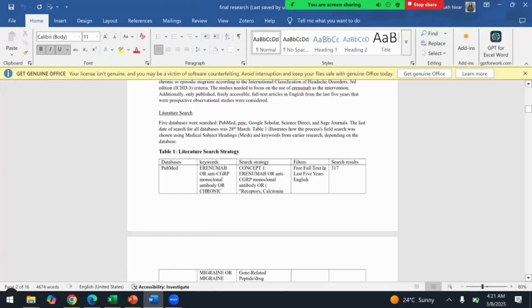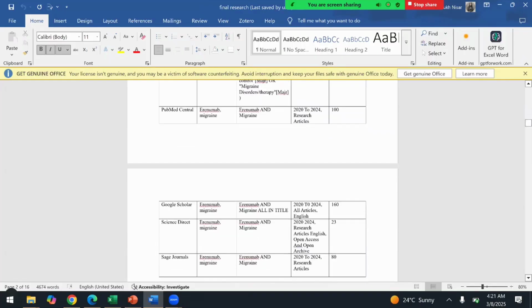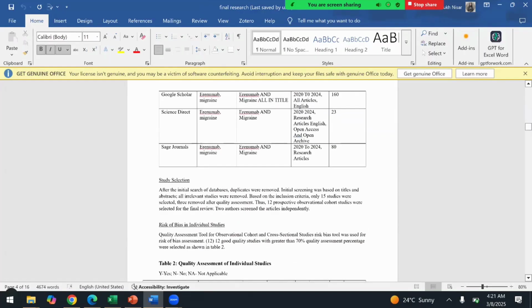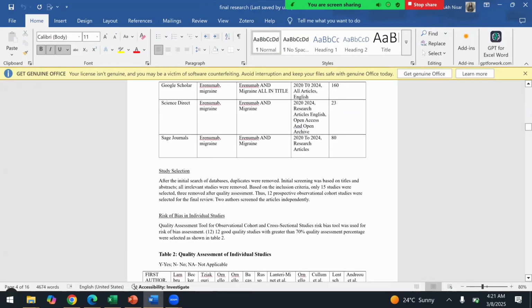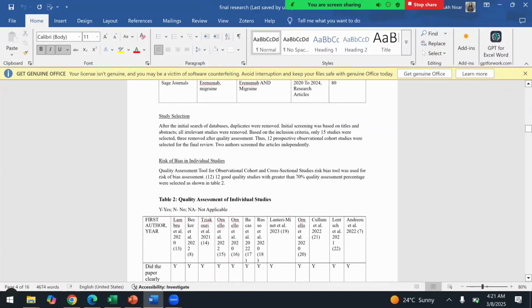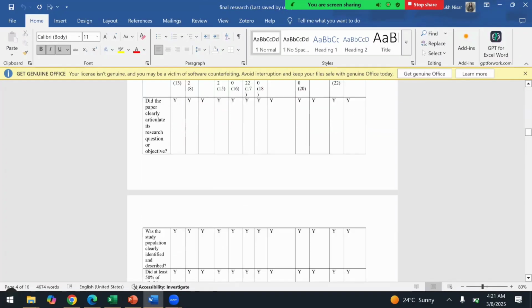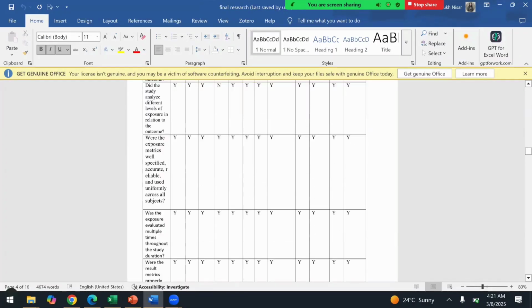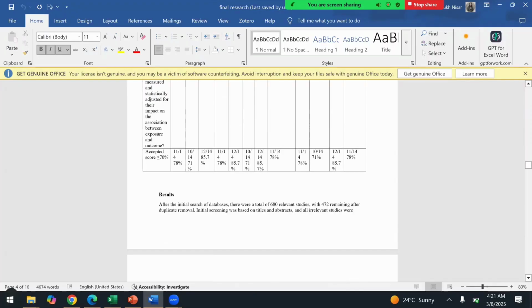This table is not mandatory. It's up to you if you want to include it or not. And if you don't want to include the table, then you have to write all this in the form of a paragraph. And then study selection, how you screened the articles and how many are finalized articles. And then risk of bias, which tool you used for assessing the risk of bias, and then the risk of bias table, and then finalized articles. This is the method section.